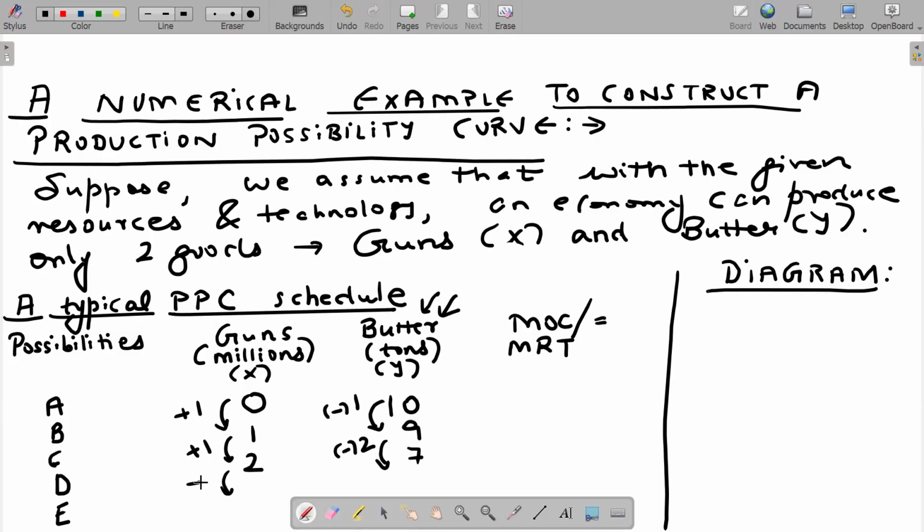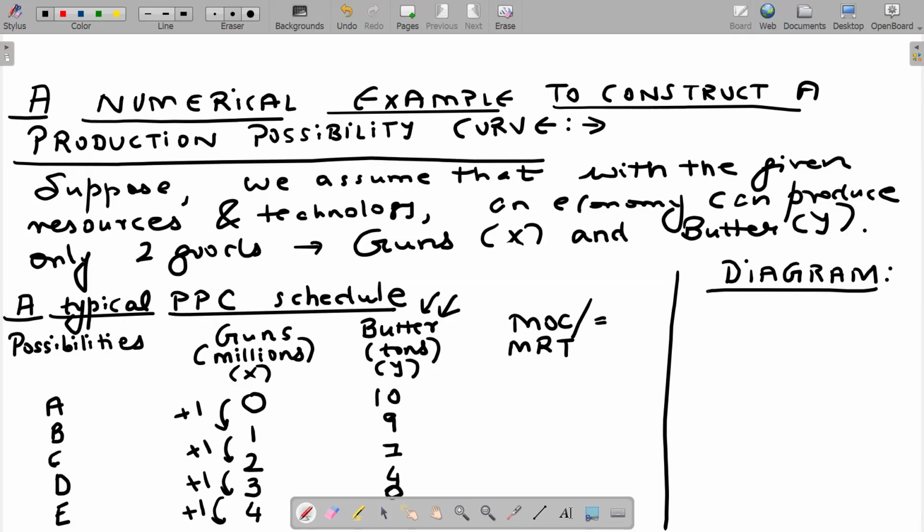The next time, to produce 1 million guns, moving from 2 to 3, I have to sacrifice 3 units, making it 7 minus 3, 4. And similarly, to produce 1 more million guns, I now have to move from 4 to 0. That's the last possibility, so I can write a 0. Since we have less space, let me erase all this and write it in a shorter format. We had 10, then 9, then 7, 4, and the last is 0.